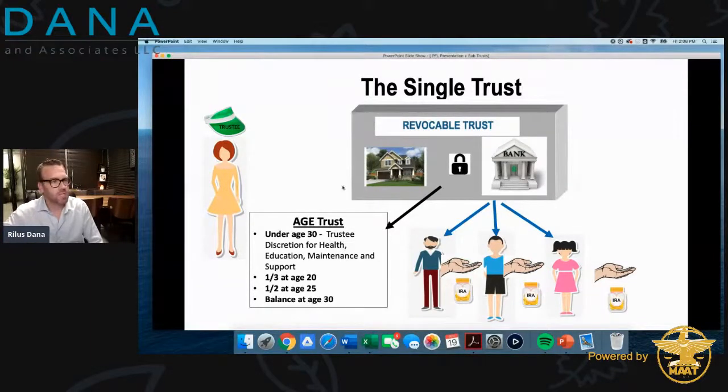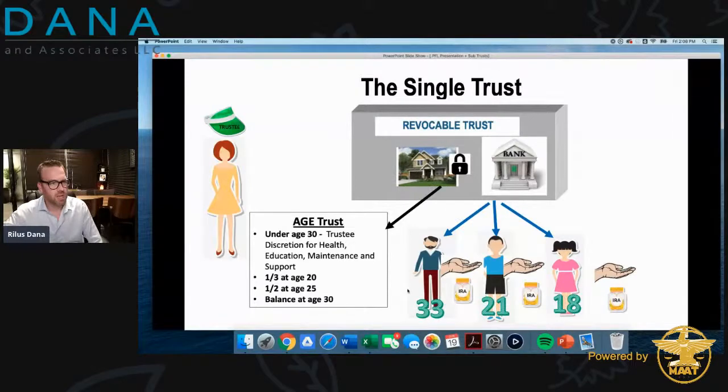Okay, here. So this is the trustee here. In this example, the trustor already passed away. So the trustee's been appointed. The beneficiaries are down here. And then we'll look at their ages. So their ages 33, 21, and 18.